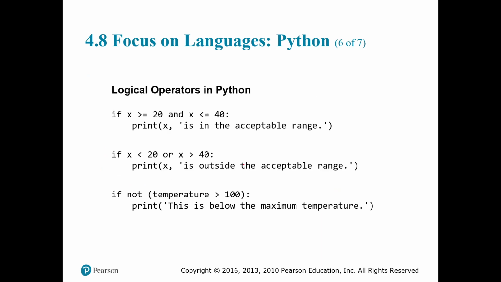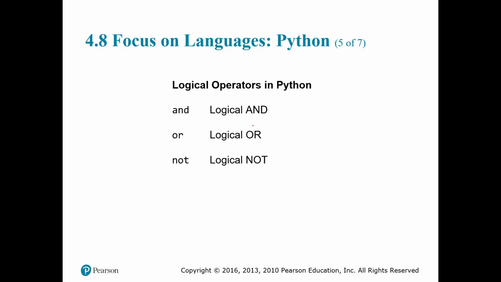Easy. So these are the logical operators in Python. And is a logical and, or is a logical or, not is a logical not. Nothing crazy, nothing difficult. It's just that instead of using capital letters, we're using lowercase letters in Python.